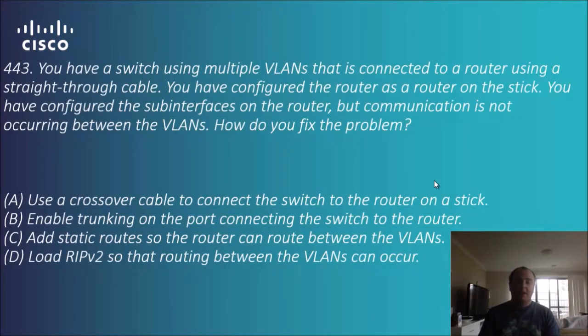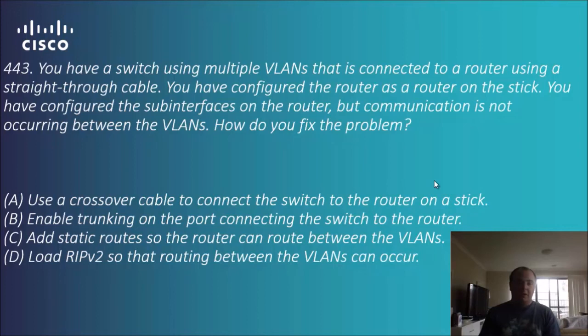443, you have a switch using multiple VLANs that is connected to a router using a straight through cable. You have configured the router as a router on a stick, and you have configured the sub interfaces on the router, but communication is not occurring between the VLANs. How do you fix the problem? Use a crossover cable to connect the switch to the router on a stick. Enable trunking on the port connecting the switch to the router. Add static routes so the router can route between all VLANs. Load RIP version 2 so that routing between VLANs can occur.